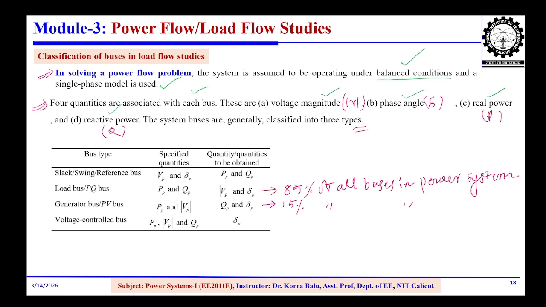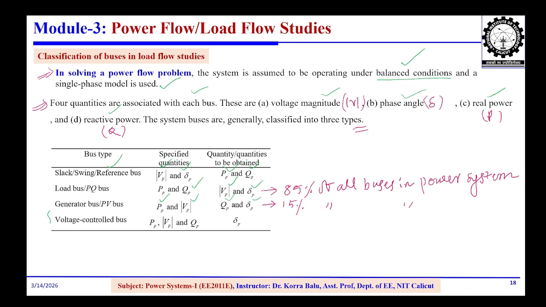First we'll see the three major classifications of the buses in the power system. The first bus is the slack bus, swing bus, or reference bus. The specified values are the voltage and the phase angle, and the real and reactive power we don't know. We need to calculate the real and reactive power for the reference bus. Then we'll see the load bus. P and Q values are given, and the voltage and the phase angle we need to determine. And the generator bus or PV bus: P value and V value are given, and the Q value and delta value we need to calculate from the load flow studies.